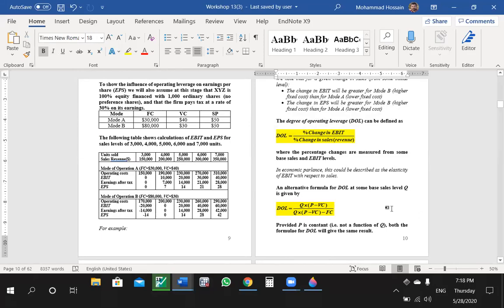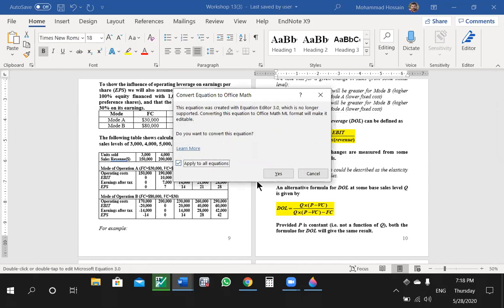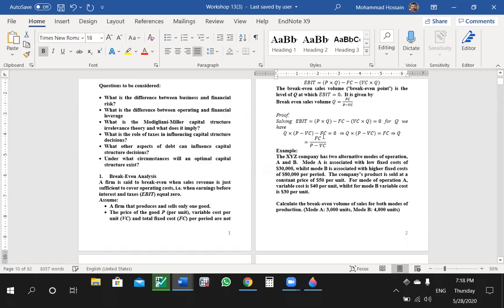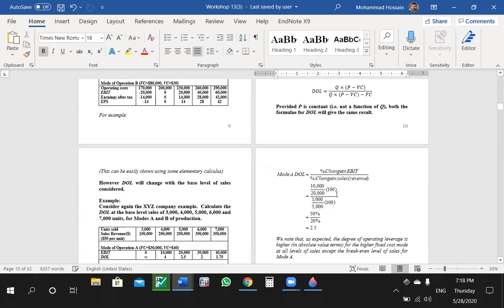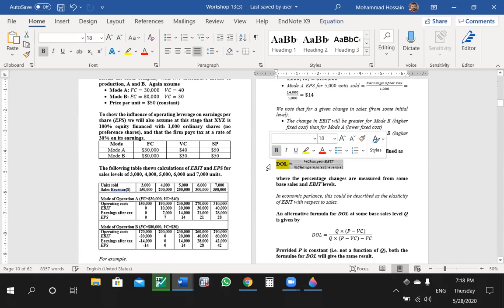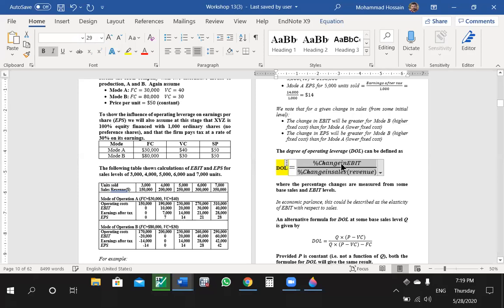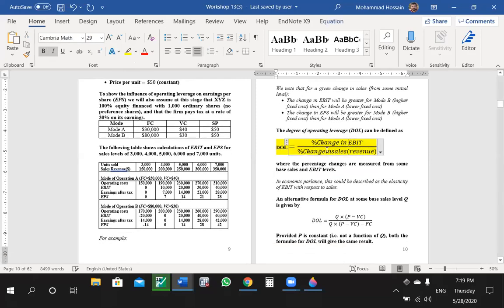Look at this one. Percentage change in EBIT and percentage change in sales. That's it. The degree of leverage is the percentage change in EBIT divided by the percentage change in sales, or revenue. That's your equation.